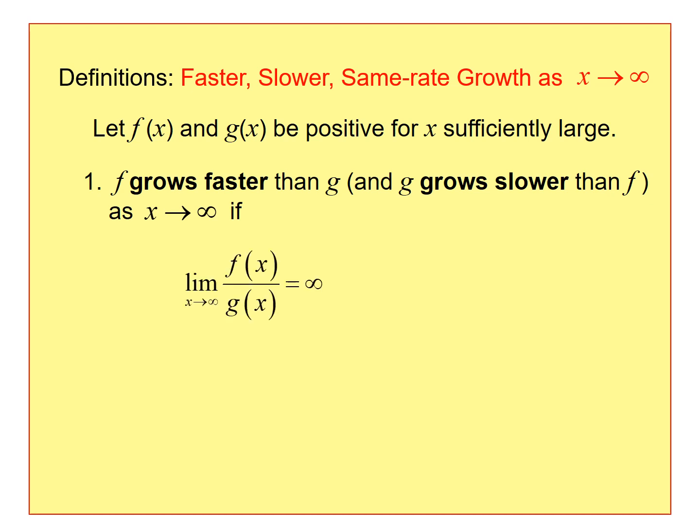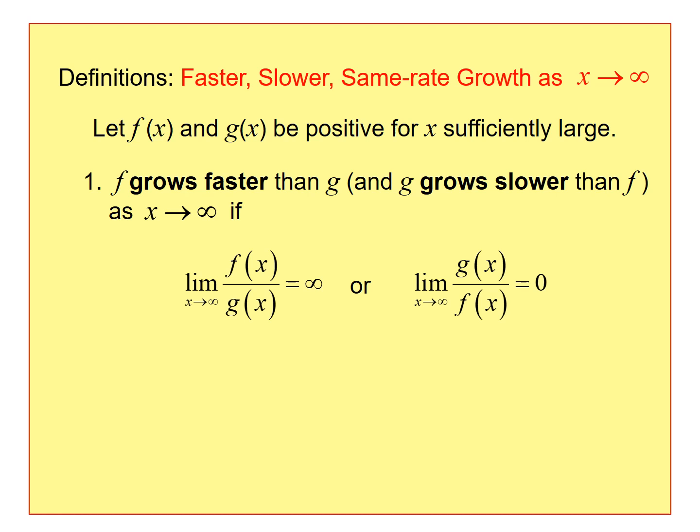Okay, so we're going to define what we mean by growing faster or slower or at the same rate. If f and g are positive for large values of x, then f grows faster than g, or equivalently saying g grows slower than f as x approaches infinity if the limit as x goes to infinity of f over g equals infinity, or if the limit as x goes to infinity of g over f equals 0.